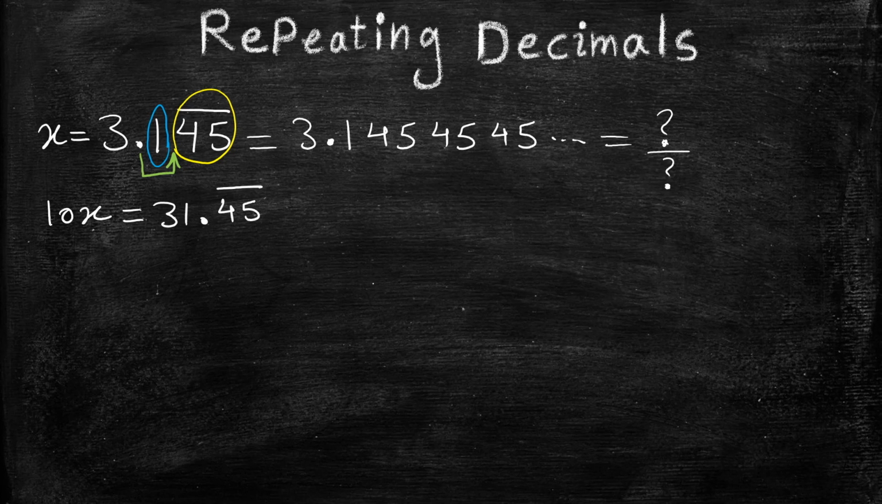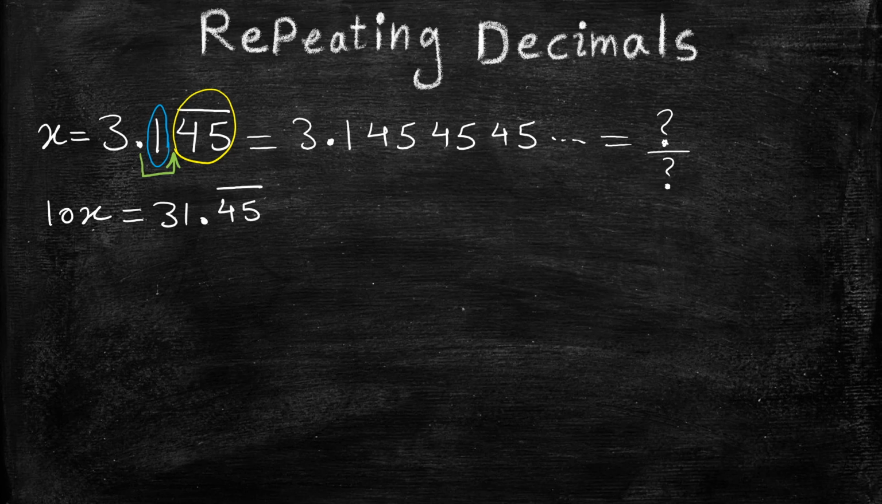Okay. Now, if I subtract x from 10x, I'm not going to get much. I'm not going to completely eliminate the recurring part because we have this 1, x equals 3.145 repeating. So this 1 is now in the middle of the way. If I subtract x from 10x, the 45 repeating, they don't get eliminated completely because of this non-repeating digit. So we have to think about something else.